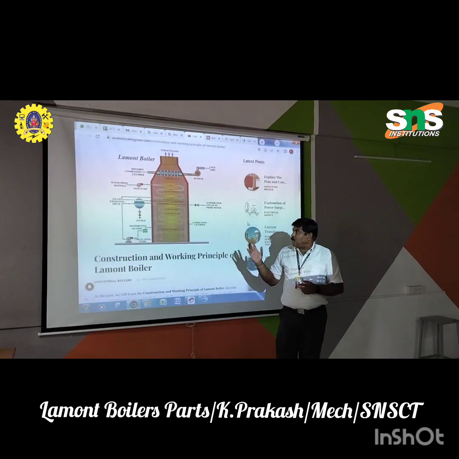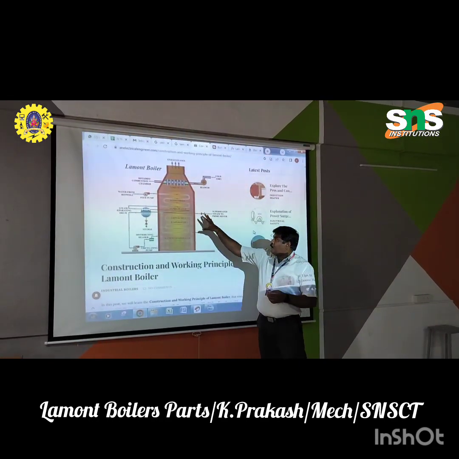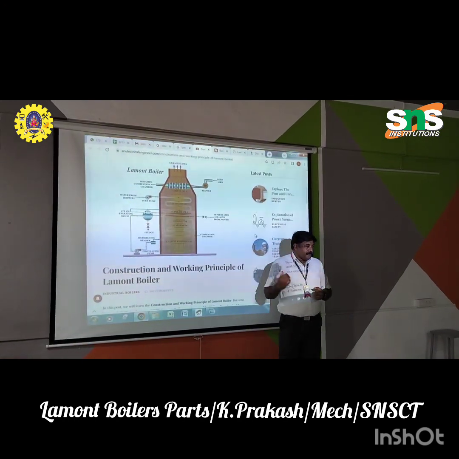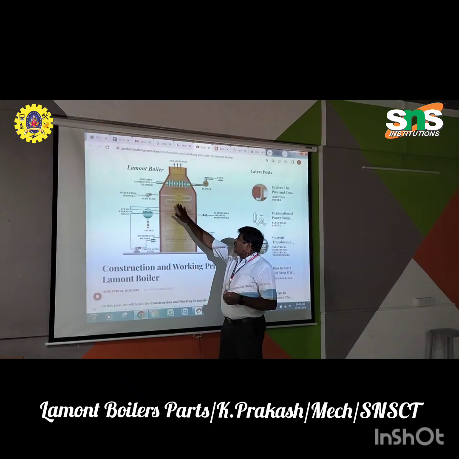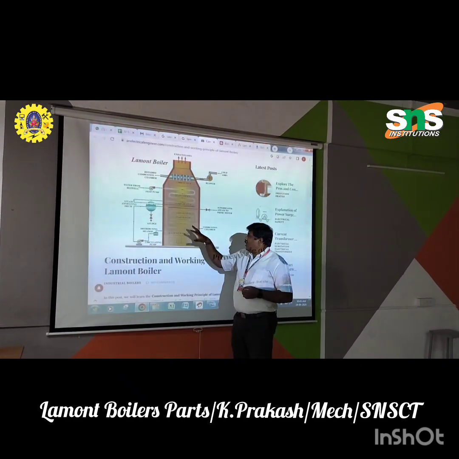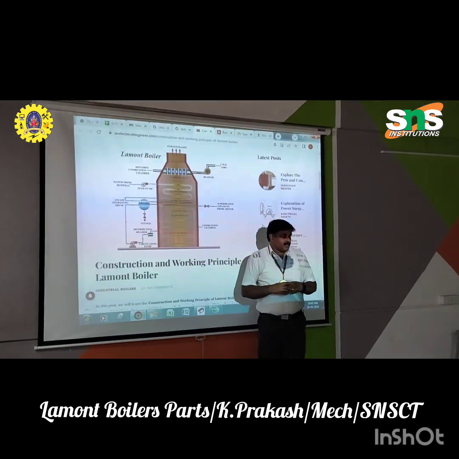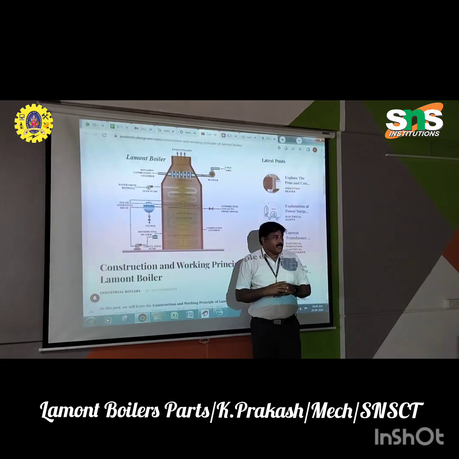In the last class we discussed the Lamont boilers. Now we are going to discuss what parts are available here and what the purpose of each is. The first ones are the economizer, air preheater, superheater, and then the convective evaporators. We are going to discuss these four different parts.